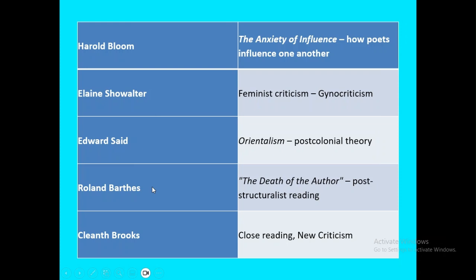And the next critic is Roland Barthes, who wrote The Death of the Author, which focuses on post-structuralist reading. And the next critic is Cleanth Brooks, who is famous for his close reading, new criticism. These are some important critics and their key ideas, which we are going to learn in the upcoming videos.